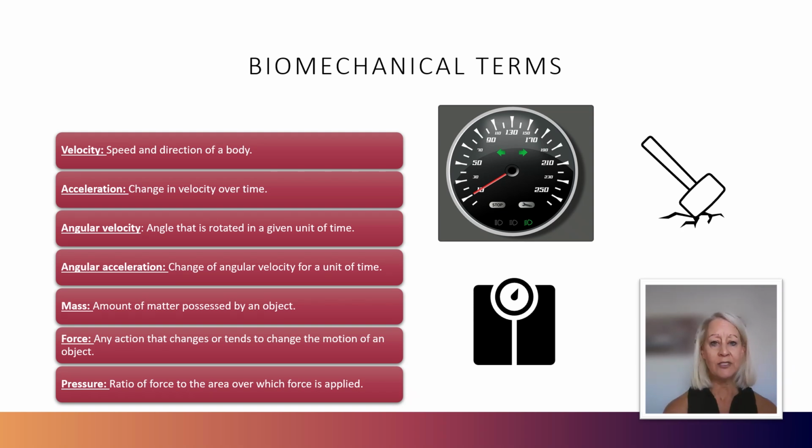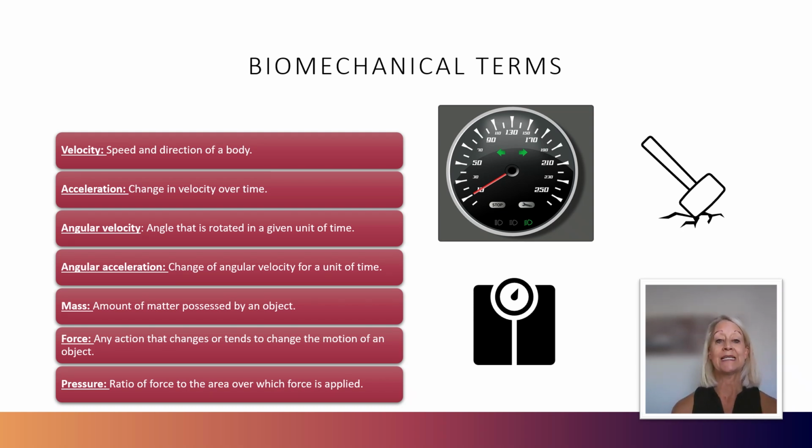Velocity is not just speed, it includes both speed and the direction the body is moving, while acceleration refers to how quickly velocity changes. If an athlete speeds up or slows down, they're experiencing acceleration. Angular velocity describes how fast something is rotating, like a gymnast spinning in the air. And angular acceleration is the rate at which that spinning changes, either speeding up or slowing down around an axis.